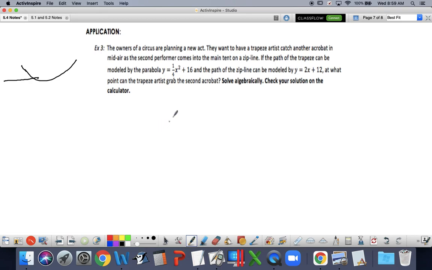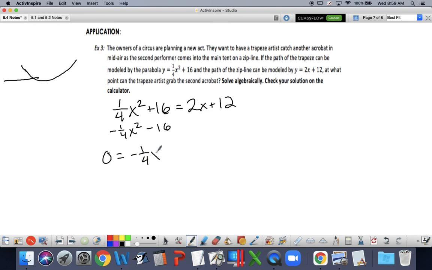So let's go ahead and do that. So I have these two functions. Notice they are both y equals. So I can just set them equal to each other. When I do that, right, I want to move everything over to one side. I want to set this equal to 0. So I'm going to subtract here and move it over to the other side. So I get negative 1/4 x squared plus 2x, and then I have 12 minus 16 minus 4.